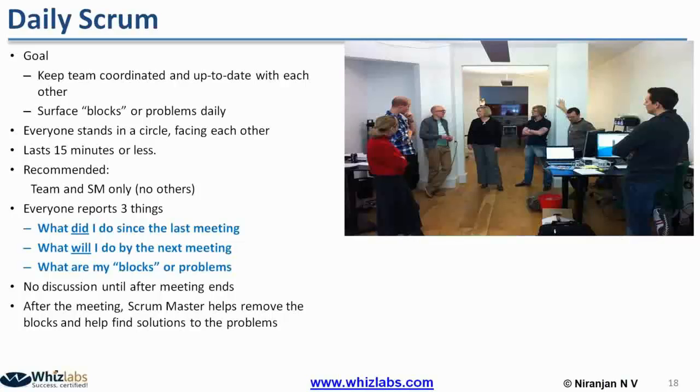The team should know what happened on the previous day, and based on that the team should decide what they are going to accomplish on that particular day. That can be better known if they hold the meeting at the beginning of the day or at the end of the day. Okay, and here every team member has to report 3 things. What did I do since the last meeting or last day? What will I be doing by the next meeting or today?